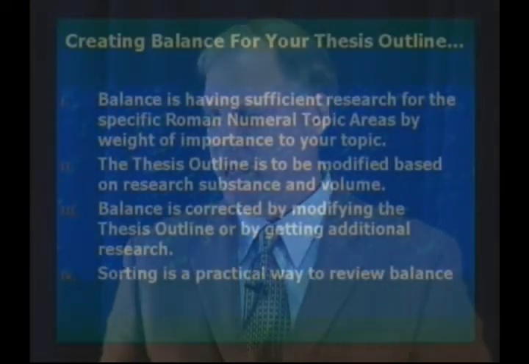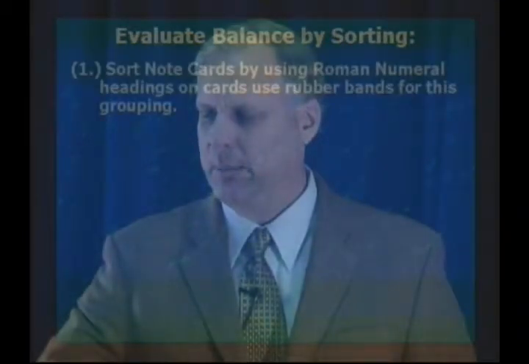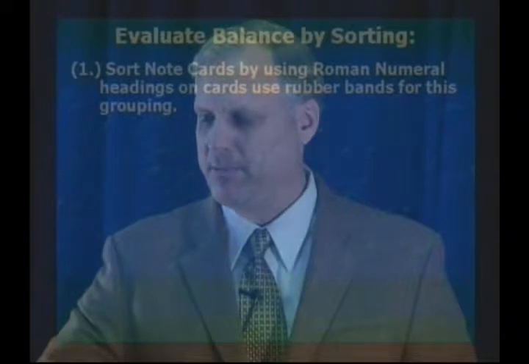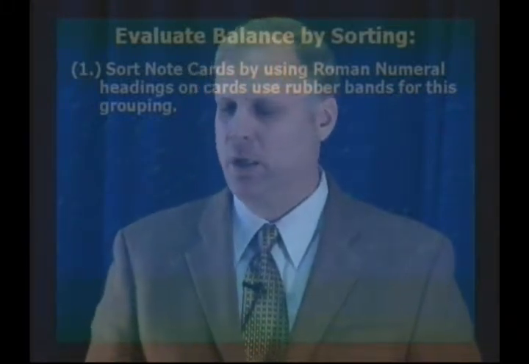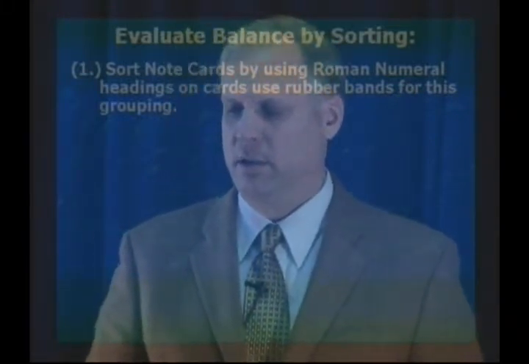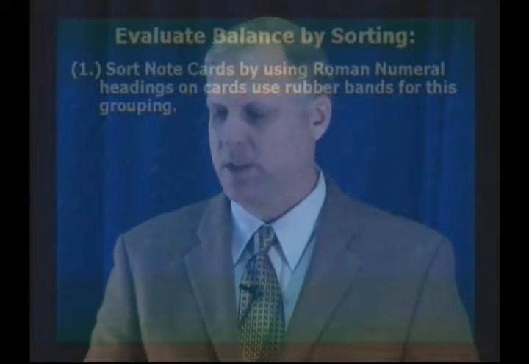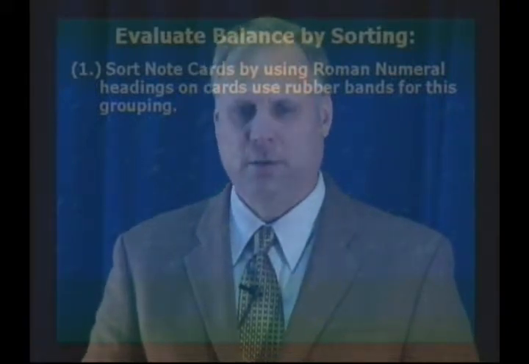So we're going to go through a process called sorting. Sorting is a practical way to review balance. Let's look at the practical steps for evaluating balance by sorting. First of all, sort all your cards by using Roman numeral headings on the cards, and rubber bands to create the groupings.